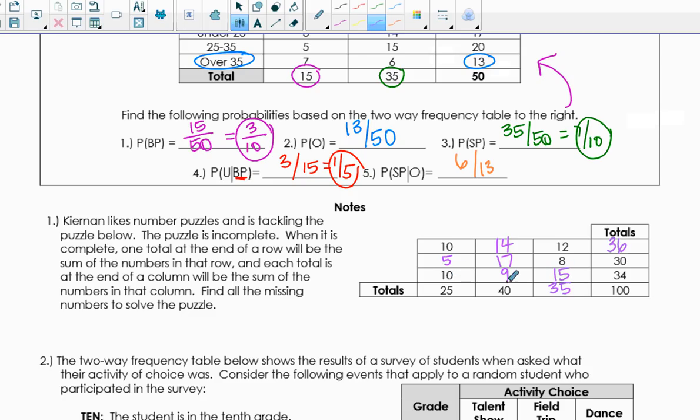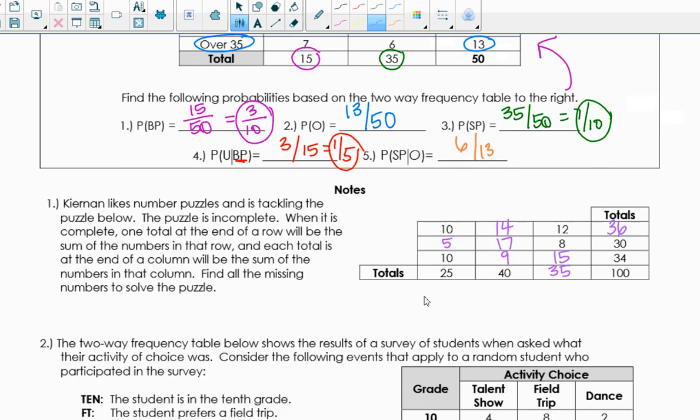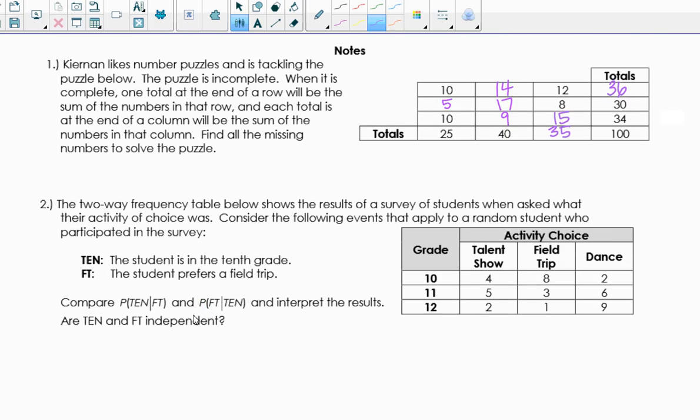And then if you notice, 10 plus 9 is 19, plus 15 is 34. So that's how those all work. Okay, hopefully quick review for you.